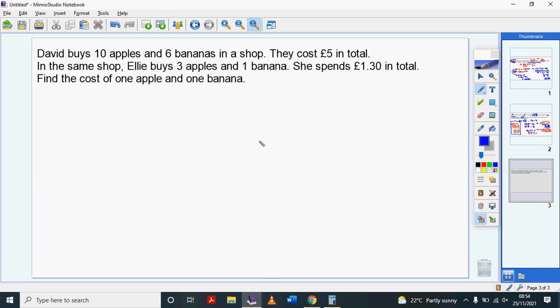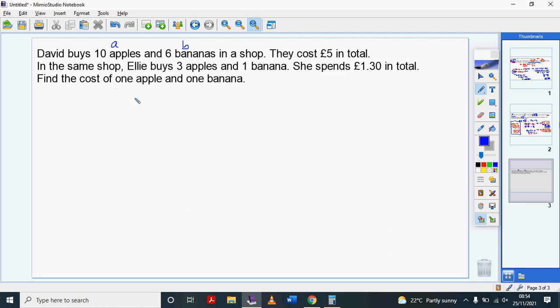Last one, David buys 10 apples and 6 bananas in a shop, right? 10 apples and 6 bananas. So let's say the apples are X, or let's even use the same letters. Apples are A, bananas are B. They cost $5 in total, right? In the same shop, Ellie buys 3 apples and 1 banana. She spends 1.3 in total. Find the cost of 1 apple and 1 banana.